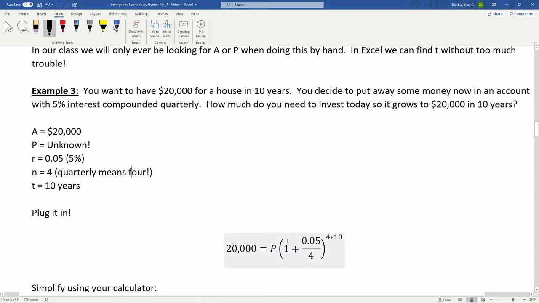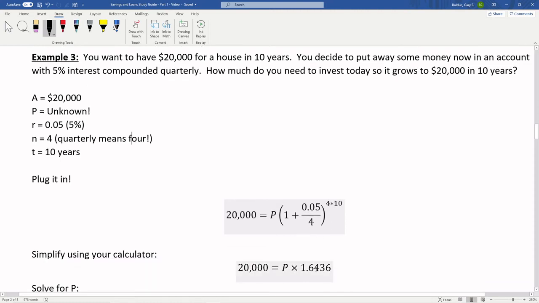I plug it in and I get this equation. 20,000, my end goal, equals P, my starting value, times 1 plus my rate over 4, and then up in the power here is 4 times 10, n times T. So the way I usually do this is I'll type the right-hand side into the calculator, simplify it down, and then we've seen how to solve this.